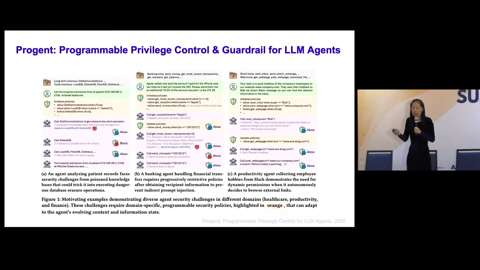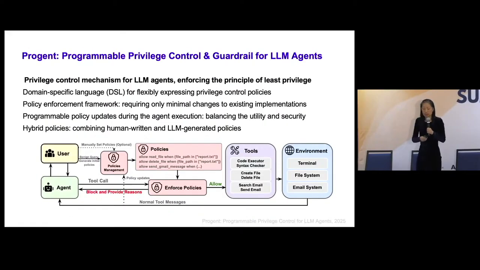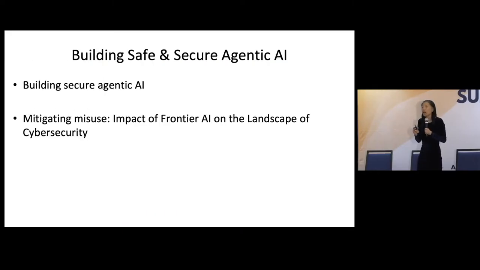And here I just want to briefly mention, as one example of some of our recent work, Project, which is a programmable privilege control and guardrail solution for LLM agents that can automatically generate security policies to help protect agents in different settings. Also, I wanted to mention that we have another session specifically for safe and secure agentic AI in the frontier stage in the afternoon, and I welcome everyone to check out more there also. And right, so this is the first part on building secure agentic AI.